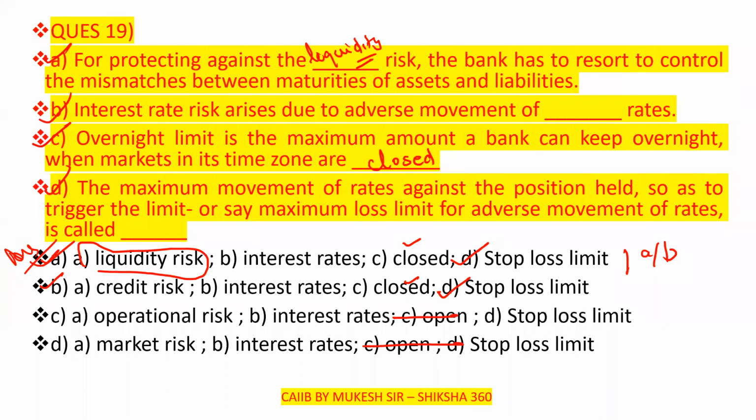Interest rate risk arises due to the adverse movement of the interest rates, clear. So why does the interest rate risk arise? Interest rate risk arises due to the adverse movement of the interest rates. So option number A is the correct answer here, clear.